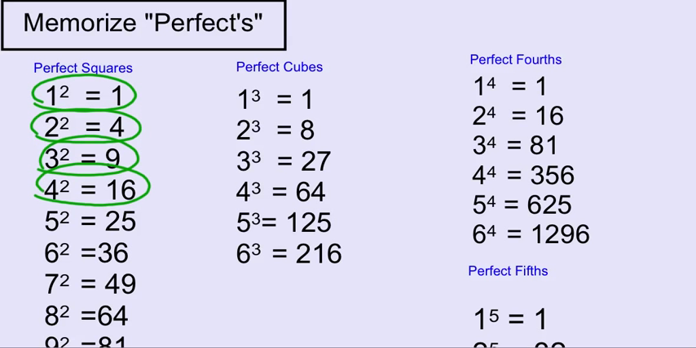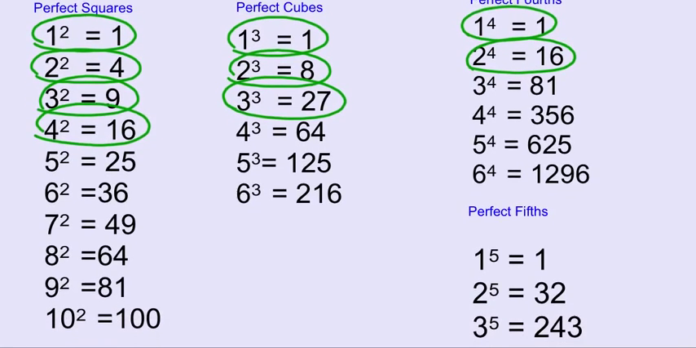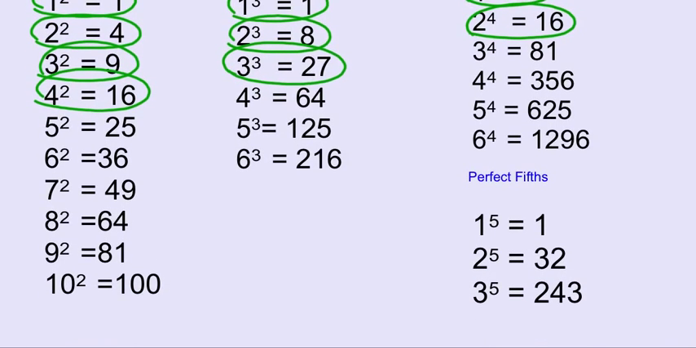There are perfect cubes that you should know. Some things like 1 times 1 times 1 is 1. 2 times 2 times 2 is 8. 3 times 3 times 3 is 27, and so on. Our perfect fourths that we should know: 1 times 1 times 1 times 1 is 1. 2 times 2 times 2 times 2 is 16, and so on. So I'll go ahead and scroll through here just so you can see the other perfects chart.